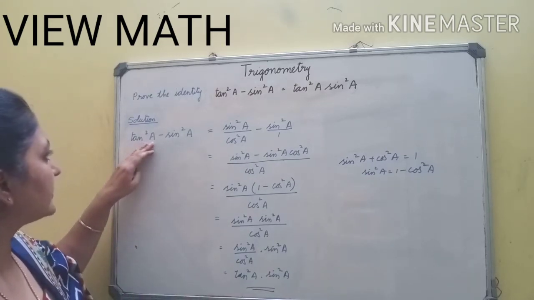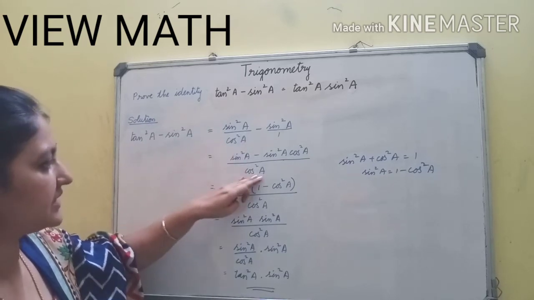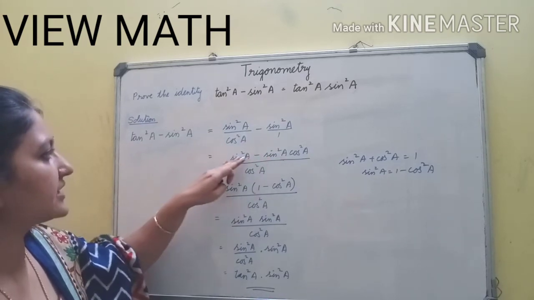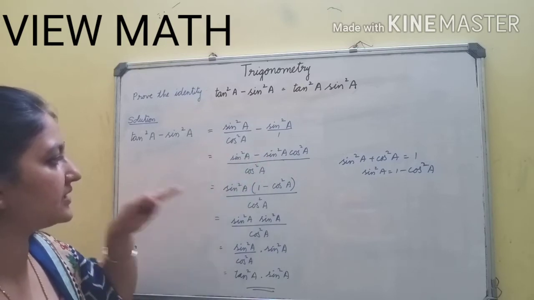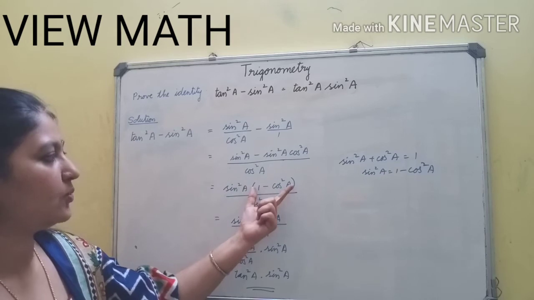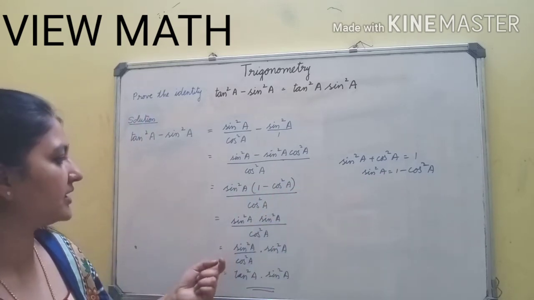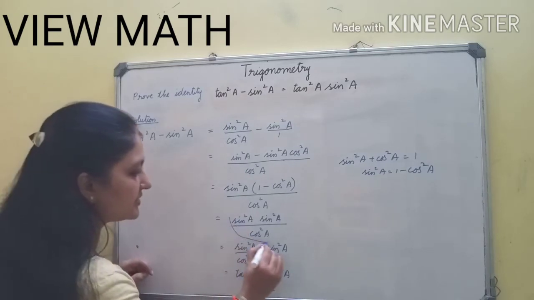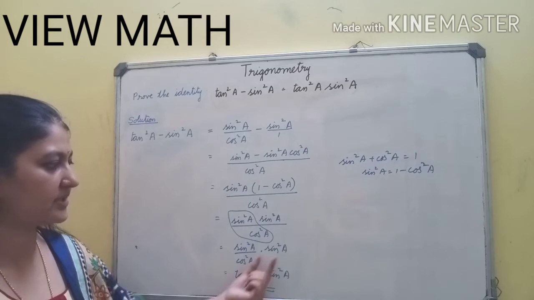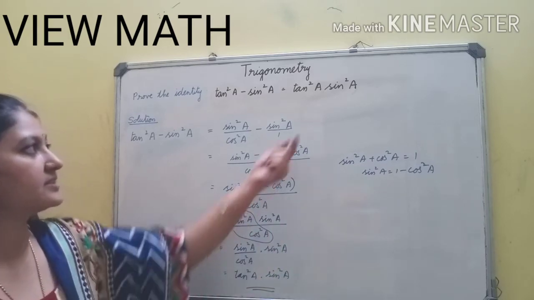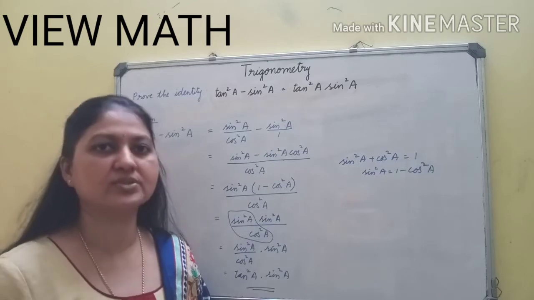So first I am writing tan square A as sin square A by cos square A, taking LCM. Then after that I can see numerator sin square A is common. I am taking it outside. 1 minus cos square A. 1 minus cos square A is sin square A. I am substituting here sin square A. Next I am combining this part alone. So this is equal to tan square A, remaining sin square A as it is. So I am able to prove it is equal to tan square A into sin square A.